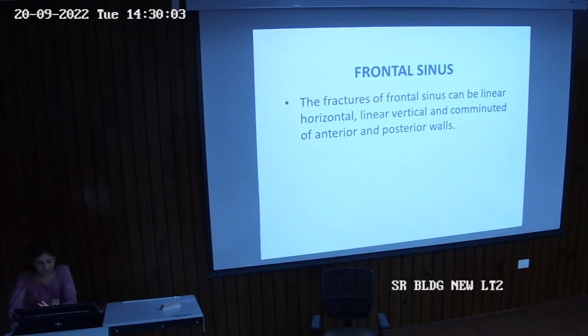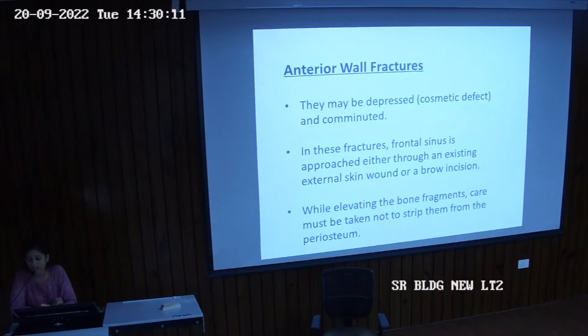Now frontal sinus fractures, you can have linear, horizontal linear, vertical linear and comminuted fractures of the anterior and posterior wall. If there are anterior wall fractures, they may be depressed or they may be comminuted. What do you understand by comminuted? So when a bone gets fractured, you can have a linear fracture, a vertical linear or a horizontal linear fracture. Then there is something known as a comminuted fracture, where a single piece of bone is broken into more than 3 pieces, but they are close to each other. So that is known as a comminuted fracture.